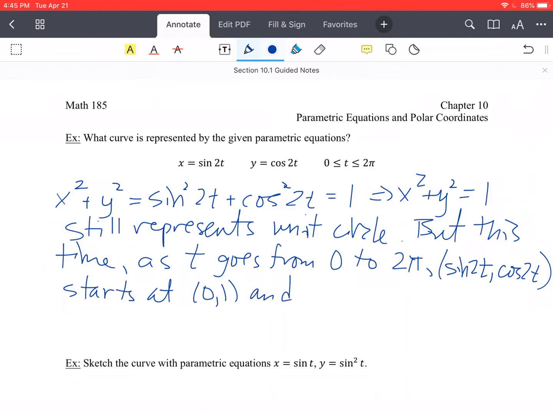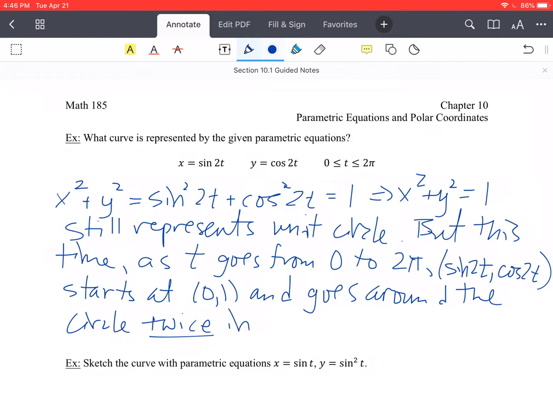And those 2's inside of the sine and the cosine are actually doubling the t value. As we plug in t from 0 to 2 pi, the angles in the sine and the cosine are actually going all the way from 0 to 4 pi. So it goes around the circle not once, but twice, because it's going basically twice as fast as it was before, and it goes in a clockwise direction this time.